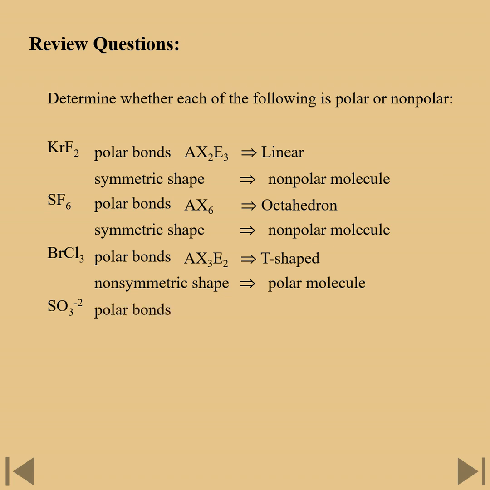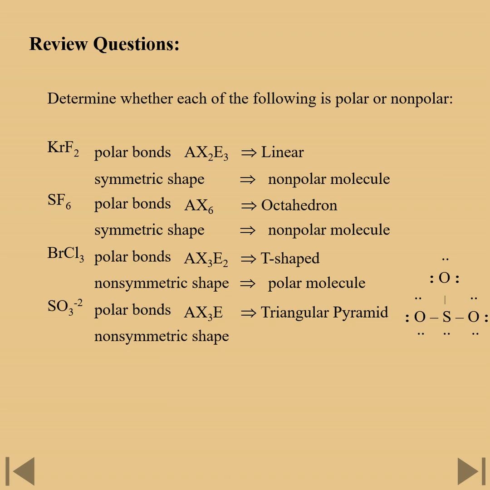For the sulfite ion, I have polar bonds and I suspect resonance, so I need to draw one of these. And now I can see I have an AX3E geometry, and this gives me the triangular pyramid, which is not a symmetric shape. And because the ion is asymmetric, this is a polar molecule.